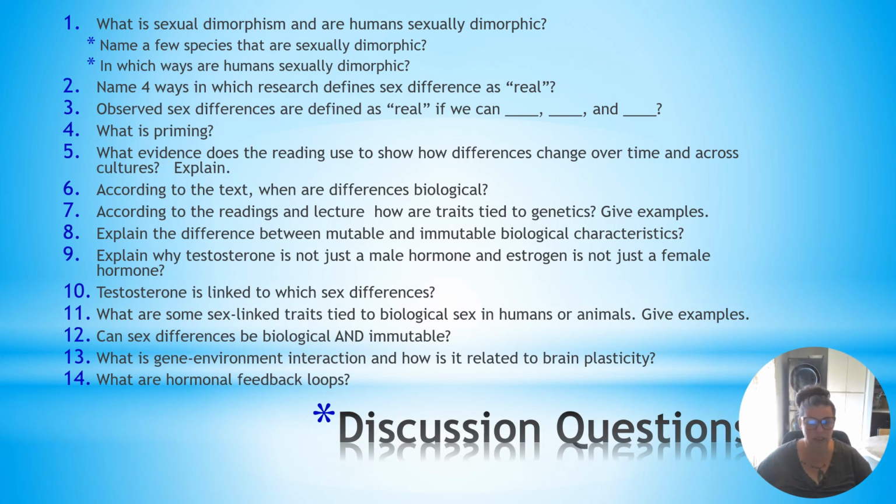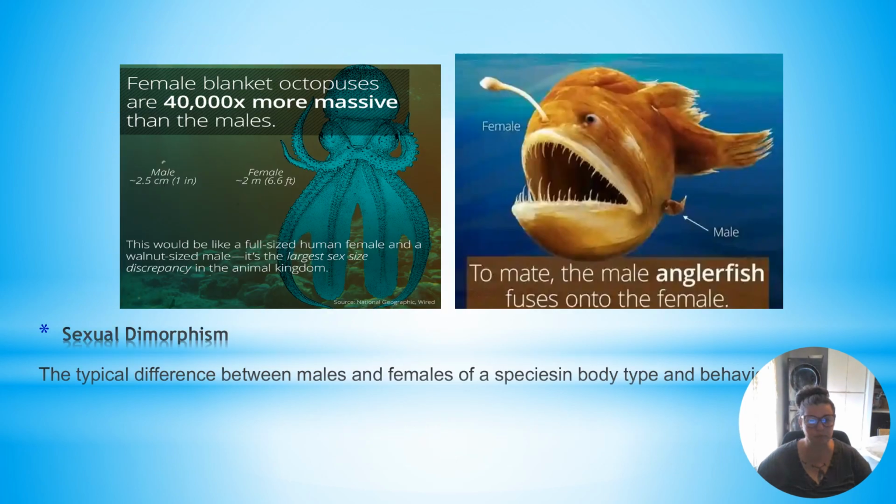So here's our discussion questions. We're going to be talking about everything from dimorphism to how we define sex differences as real, hormones, genes, biological traits, what's immutable or mutable, and brain plasticity and all of those things. So it's actually a really interesting topic and chapter.